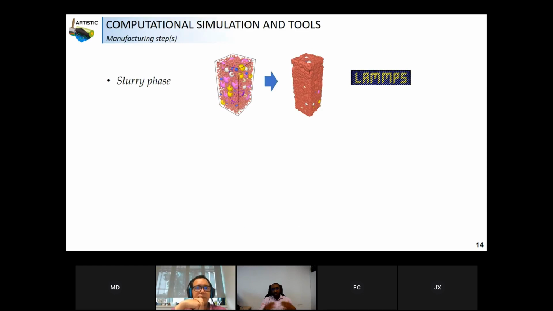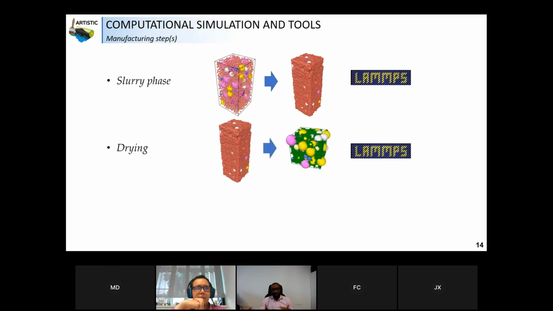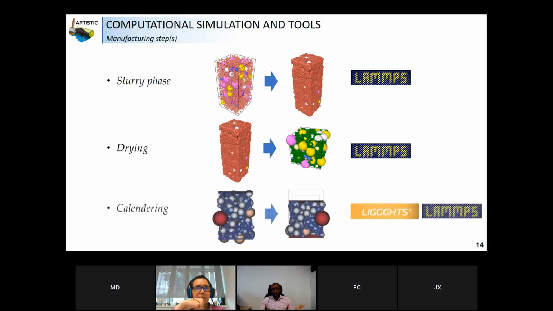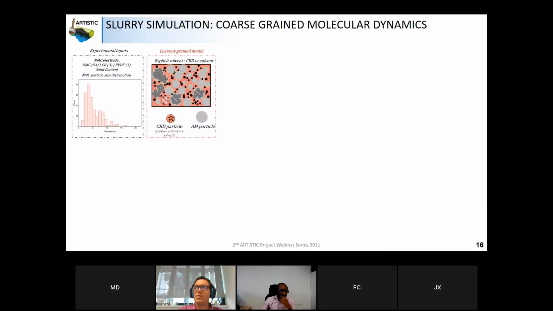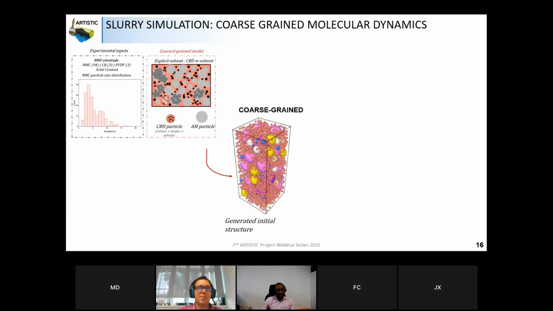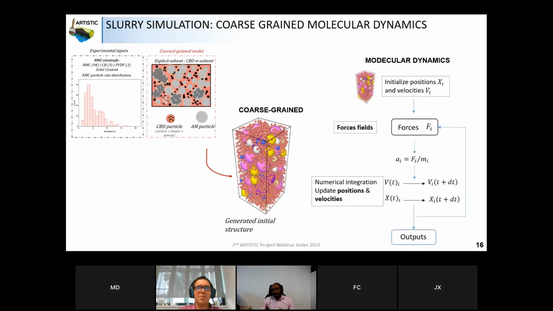And then with the initial structure, we will now perform our simulation. But now, for the different steps, I just want to show you the tools that we use. For the slurry phase, to simulate our slurry, we use LAMMPS with molecular dynamics. For drying it is the same tool, and for calendering, we use LIGGGHTS, but we can also use LAMMPS. This is the tool that we use to perform simulation. For the slurry, we have experimental input, we have the coarse grain model, we generate our initial structure, and then we use molecular dynamics.